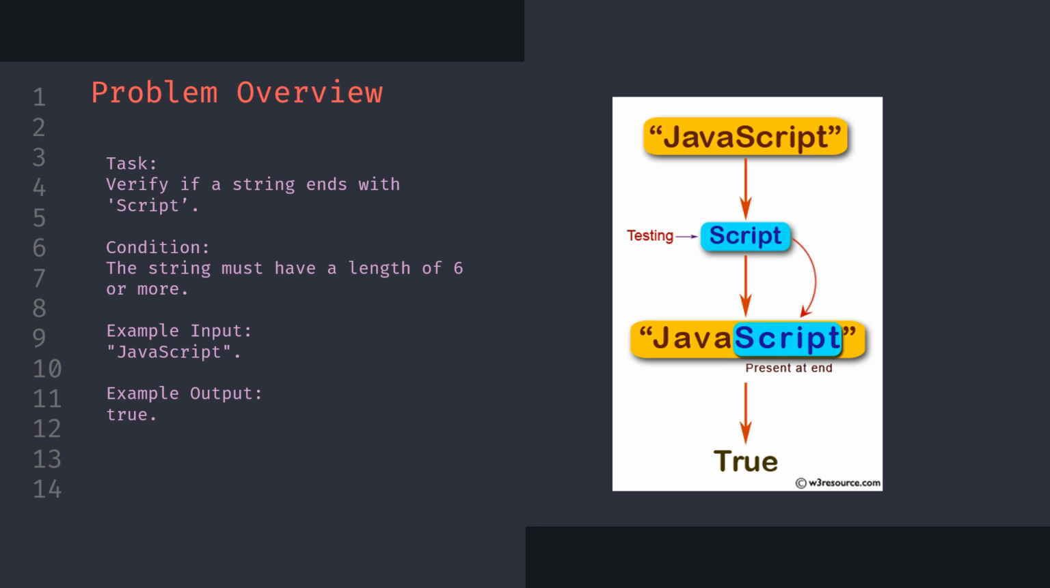Our goal is to check if the given string ends with script. If it does, we return true. Otherwise, we return false. The string should also be at least 6 characters long.